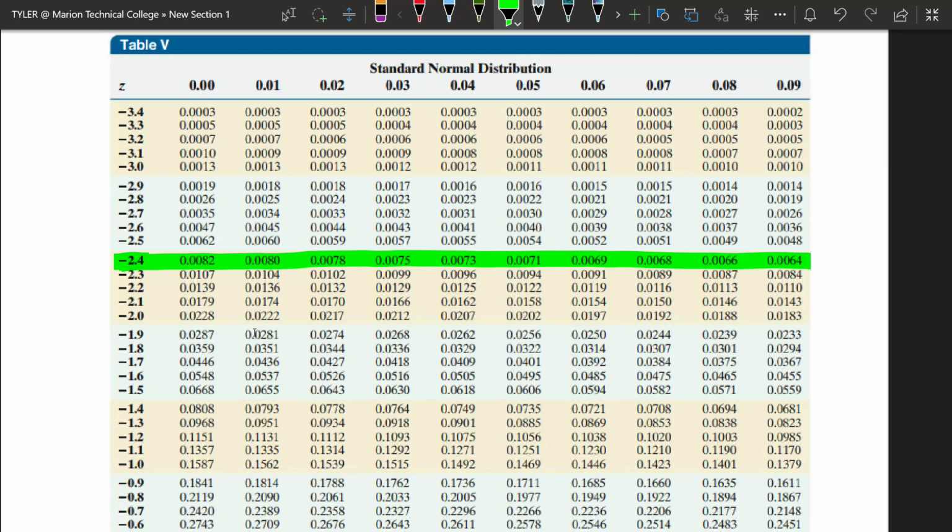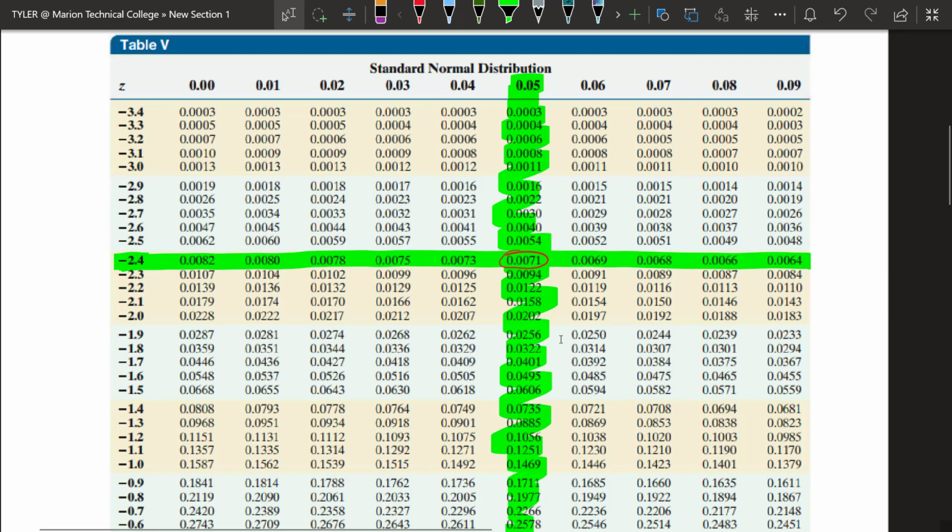So my number is 2.45, so I found negative 2.4, and then I need to find the 0.05 column, right? So right in here, this column, where they intersect is the value I'm looking for. So I'll circle that in red. So I was looking for that value, which is 0.0071, right? So that's the area to the left of the z-score of negative 2.45, and that's what we're looking for.